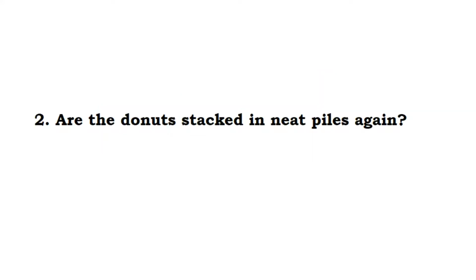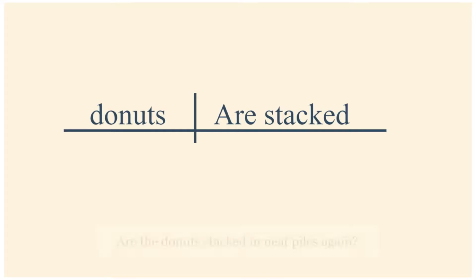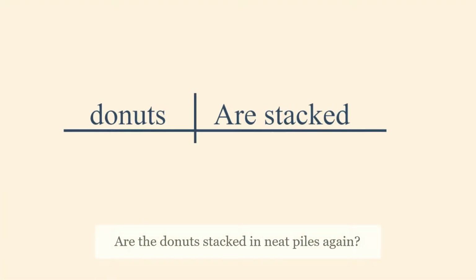Sentence 2. Are the donuts stacked in neat piles again? And here we have a question. As always, we want to find the subject and the verb. And when we have a question, it looks a little different. Donuts is the subject, and donuts what? Donuts are stacked is how it would be done. What are stacked? Donuts are stacked.